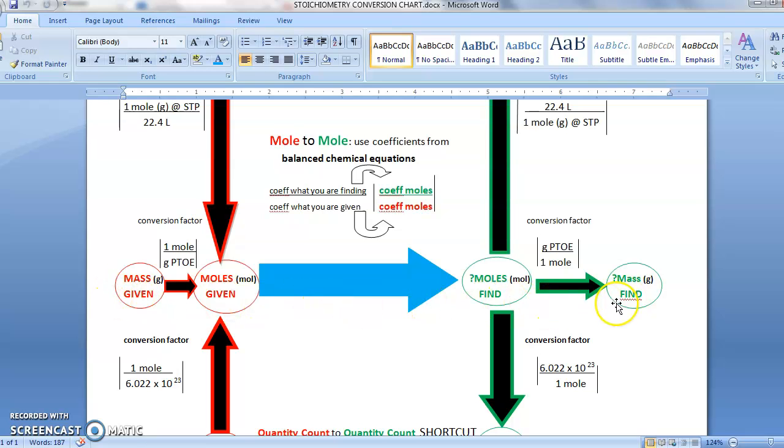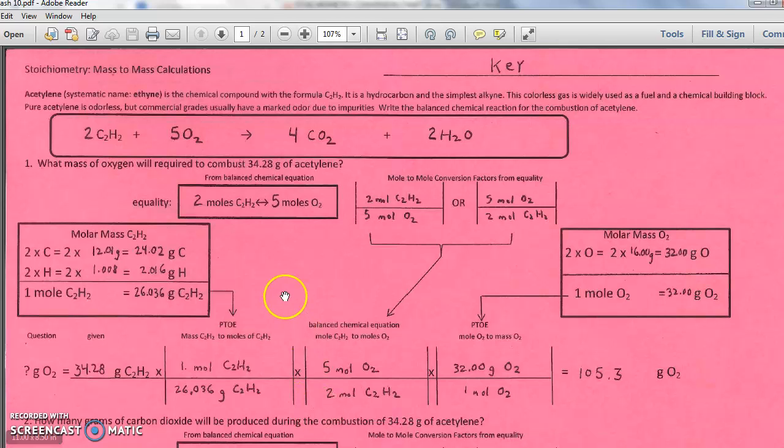But this is one of the most fundamental things. This is stoichiometry, and stoichiometry simply means that you're going to use the proportions that are established in a balanced chemical equation to solve a multitude of problems. Today we're dealing with one of the most important ones, one of the most common calculations of all. We're dealing with mass to mass.